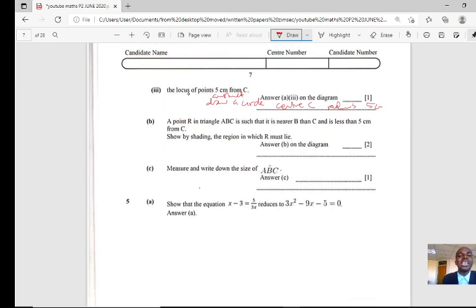Then part B, a point R in triangle ABC is such that it is nearer to B than C and is less than 5 centimeters from C. Show by shading the region in which R must lie. A point R in triangle ABC, which means this point is inside the triangle, is such that it is nearer to B than C and is less than 5 centimeters from C. Show by shading the region in which R must lie.